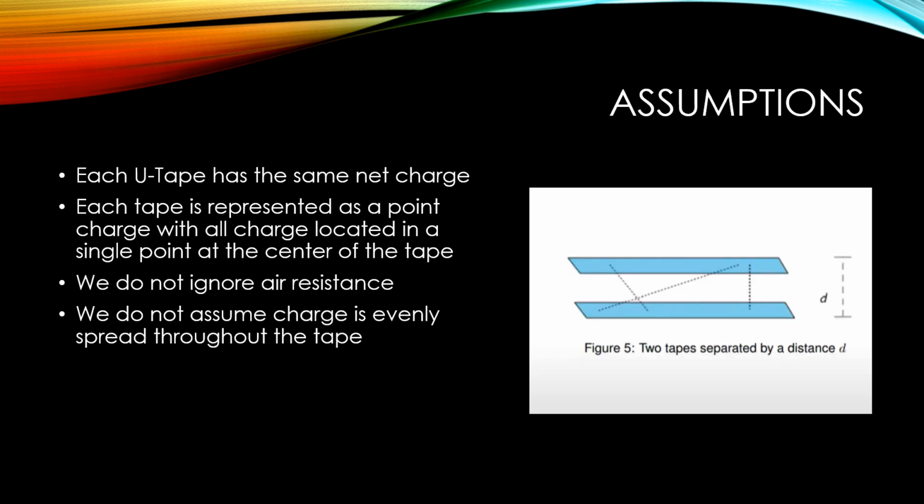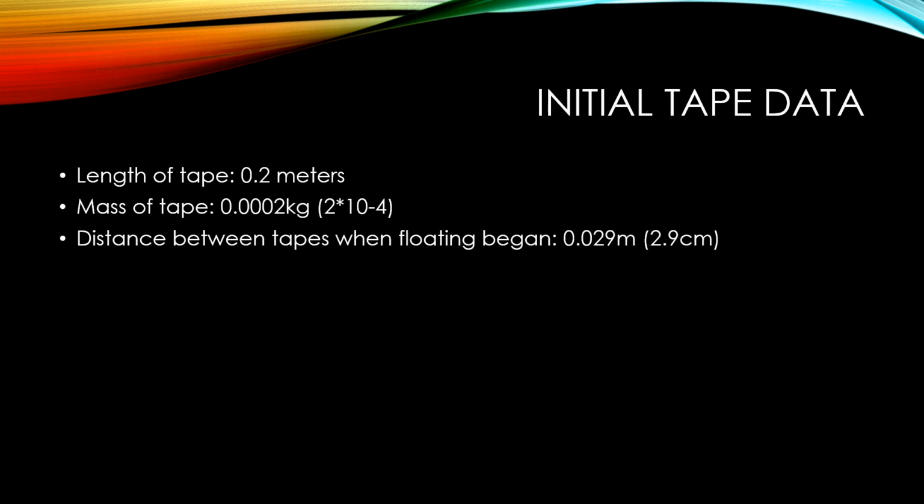So our assumptions here: each U-tape has the same net charge. Each tape is represented as a point charge with all charge located in a single point in the center of the tape. We do not ignore air resistance, and we do not assume the charge is evenly spread throughout the tape. So our initial tape data is 0.2 meters, and the mass of the tape is 2 times 10 to the negative 4th kilograms, and the distance between the tapes when they began to float was 2.9 centimeters.